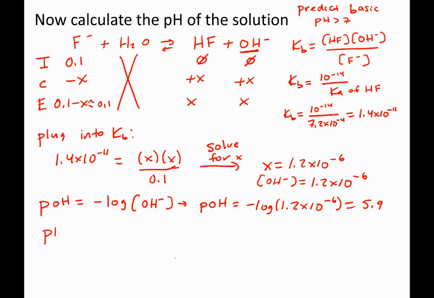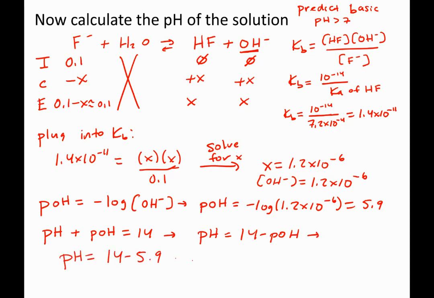So that's done with our pH plus pOH equals 14 equation. And so the pH will be found by subtracting the pOH from 14. The pH of this solution is 14 minus 5.9. That is 8.1. This is a number that makes sense, right? This is a pH that's above 7. This is a pH that indicates a basic solution.